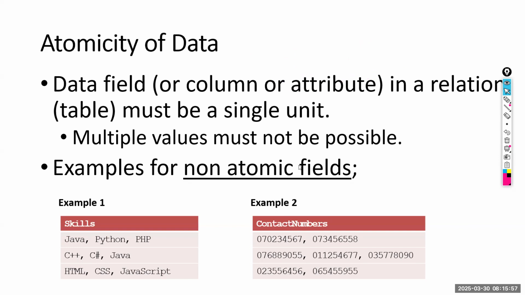Right. So this is a non-atomic field. Why? When we say skills, a person might say, okay, I have Java skills, Python skills, PHP skills. Another person will say, I have C Sharp, C++, Java. Another person will say, I have HTML, CSS, JavaScript. So therefore, skills is not atomic. But maybe your email address, if you have only one email address, or your login name, is atomic. Your ID number, atomic.